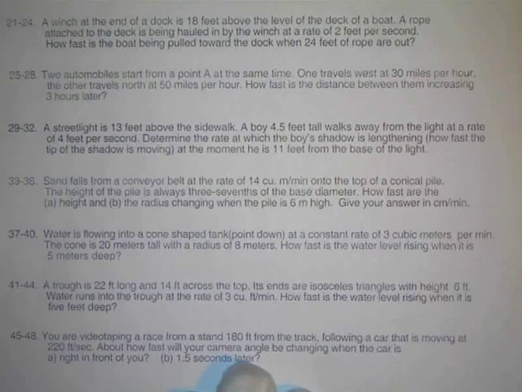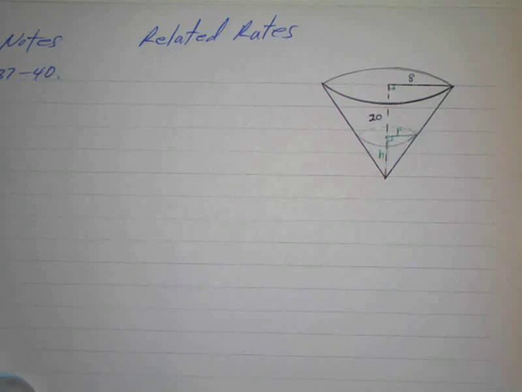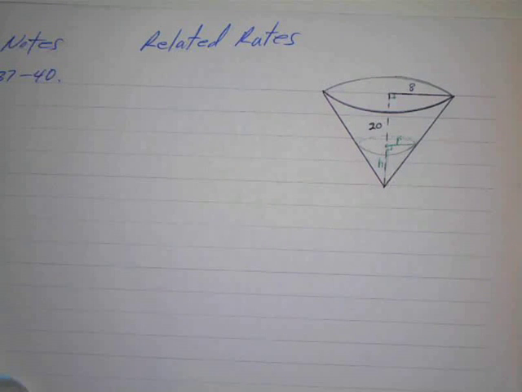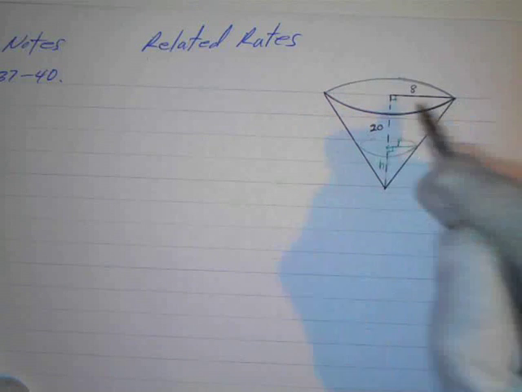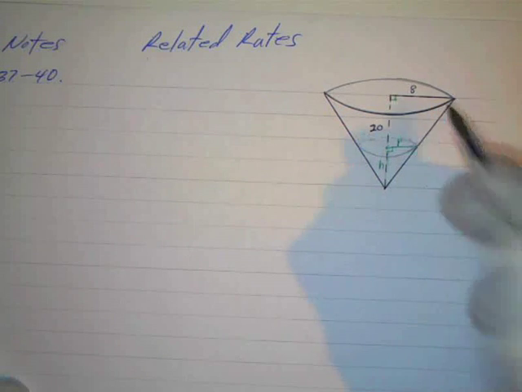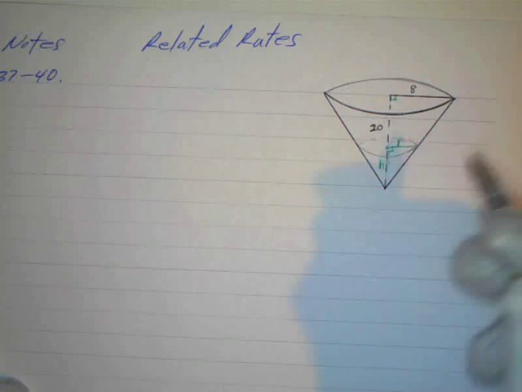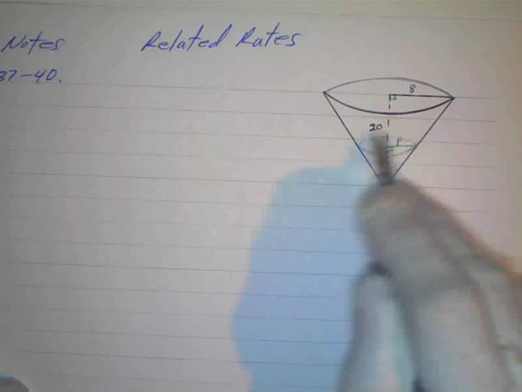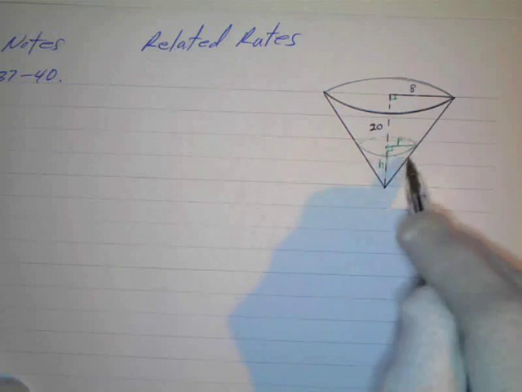So I drew a sketch over here, and you don't have to draw it as exact as this. You can just sketch it out real fast, but here's my cone. And you can see it's 20 meters tall. The radius is 8 meters. We're pouring water into it. And this would be wherever the water level is.